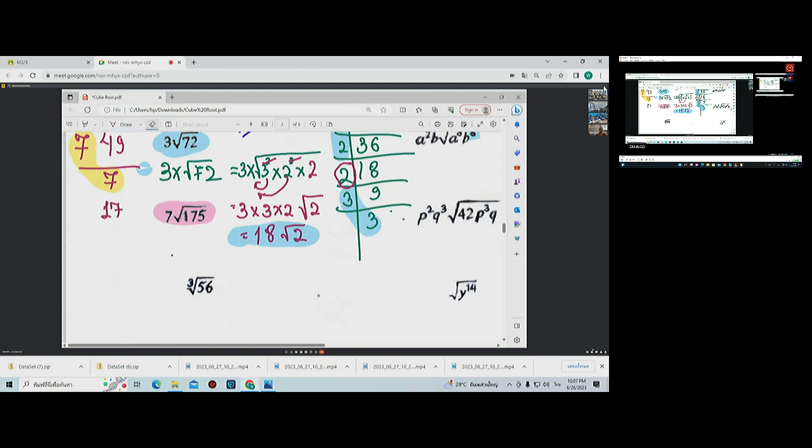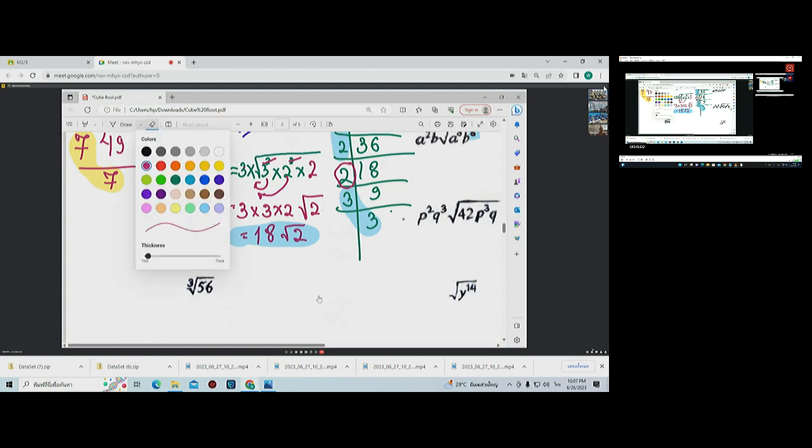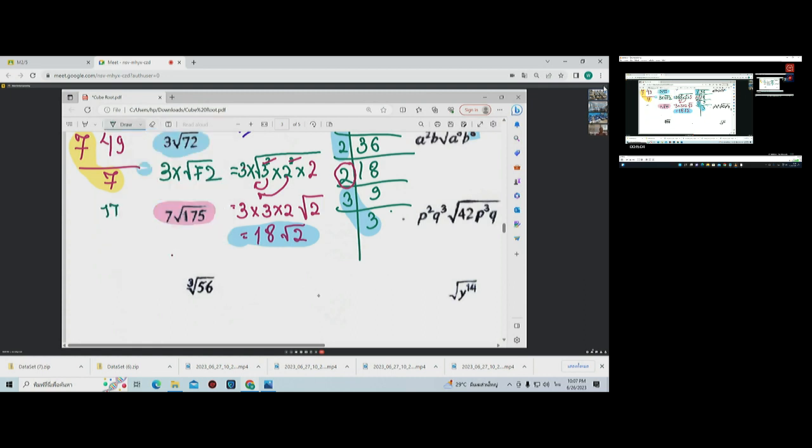Let me change the color, so you don't get confused. 175, divide by what number? 5, because the last number is 5. How many times? 35. 35 can be divided by 5 how many times? 7, right?